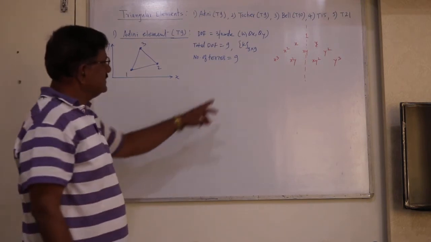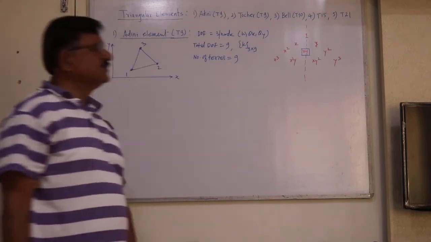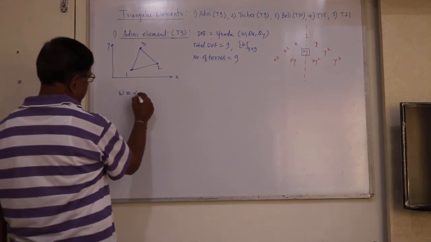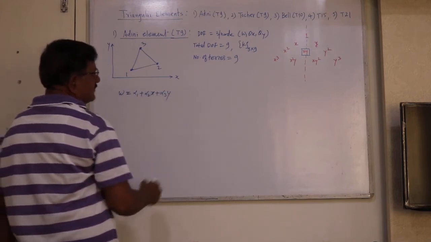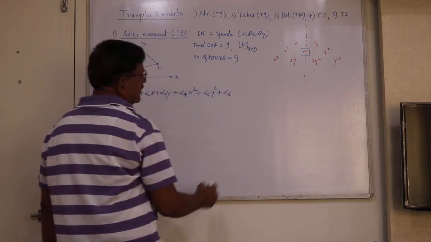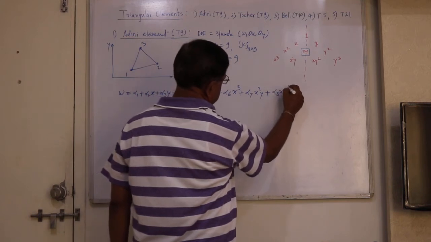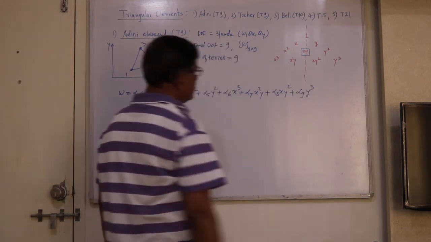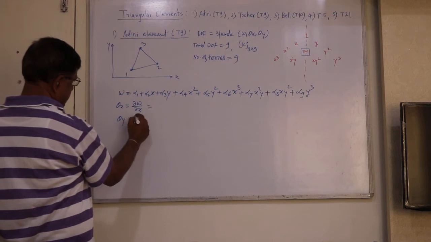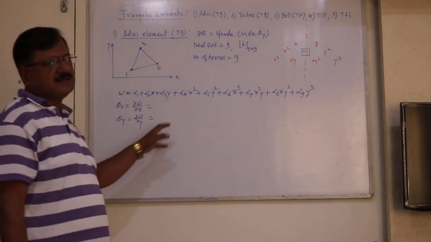Now here, 9 terms means this is Pascal's triangle, and this term is excluded. So XY, the twist of surface, is excluded, and then the assumed displacement function becomes W equal to alpha 1 plus alpha 2x plus alpha 3y plus alpha 4x square plus alpha 5y square plus alpha 6x cube plus alpha 7x square y plus alpha 8xy square plus alpha 9y cube. And then the derivatives we can work out very easily, theta x as dabba w by dabba x, and theta y as dabba w by dabba y. The further procedure for formulating the element stiffness matrix is exactly similar to the rectangular element.